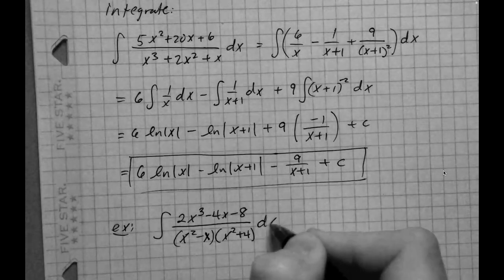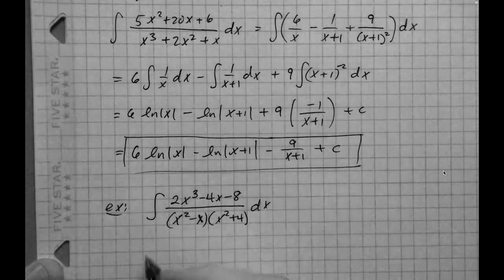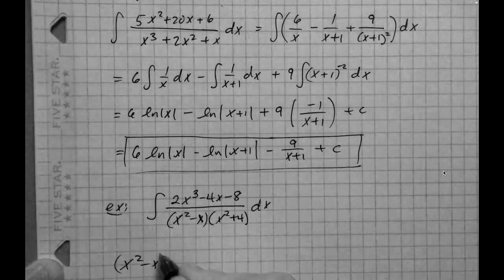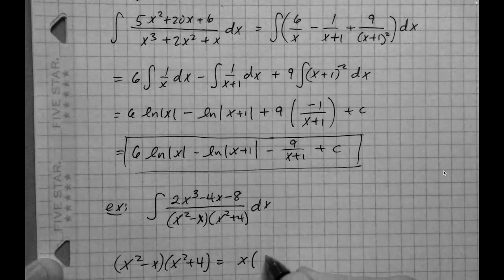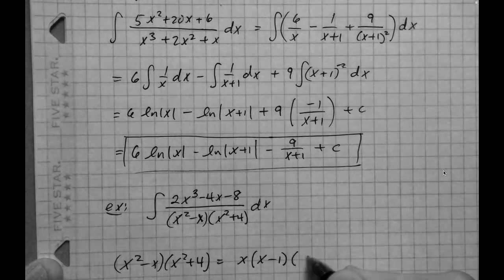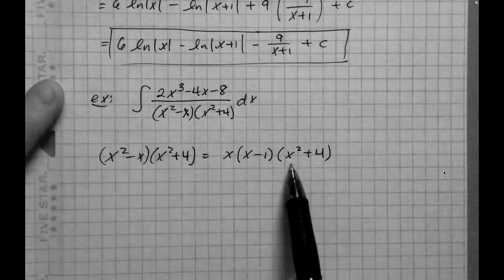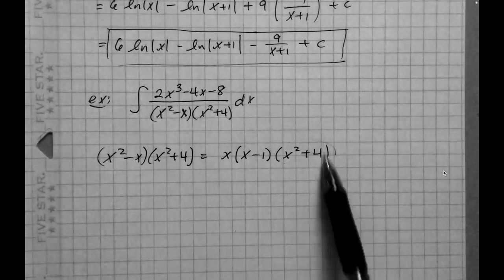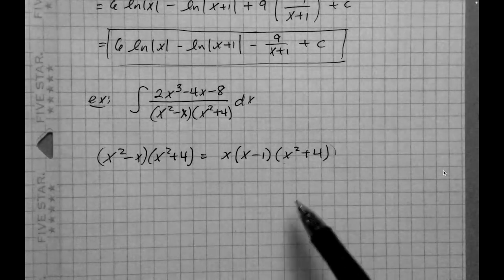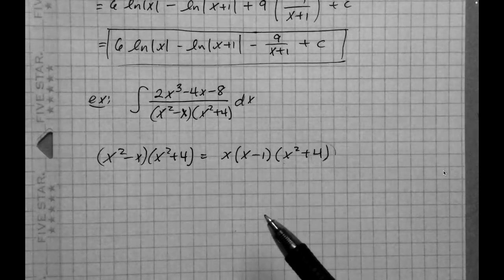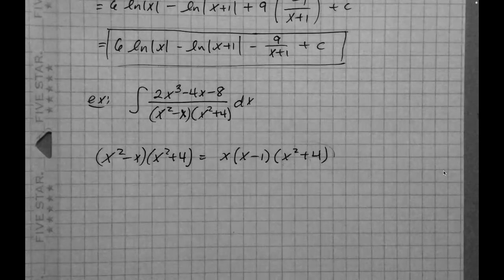Right, so you can see in the bottom here, this guy we can actually factor a little bit more. Right, so let's do that. X squared minus x times x squared plus 4 is going to be equal to x times x minus 1 times x squared plus 4. Now, can we break anything down further? No, you might be tempted to try this one, but if you do, you will note that this is irreducible. Right? There's no way to split this piece down any further.